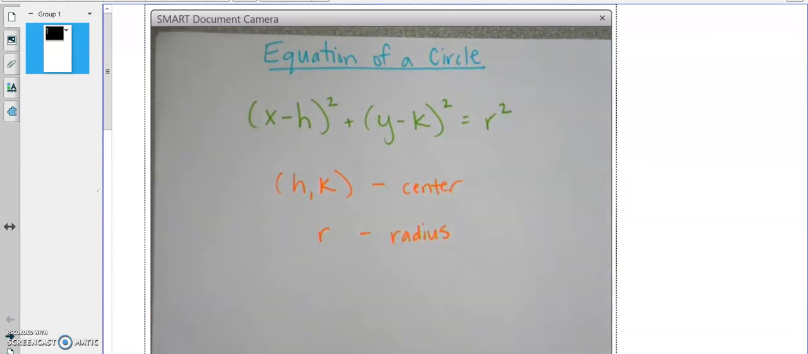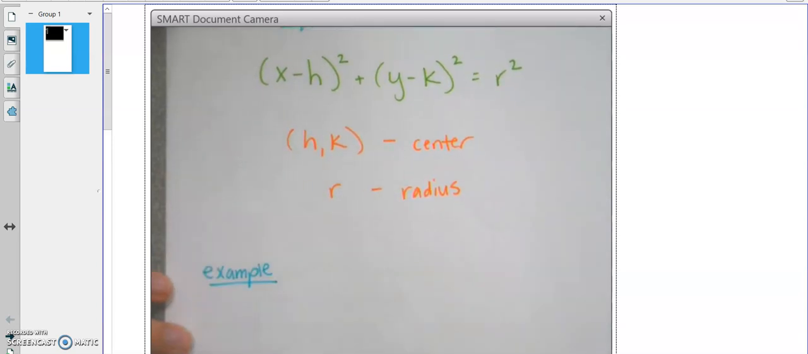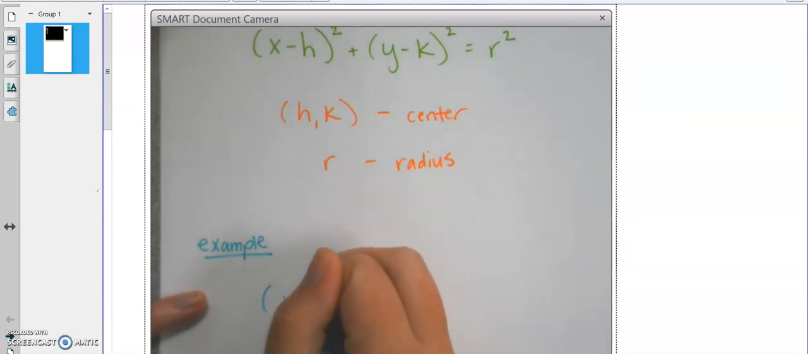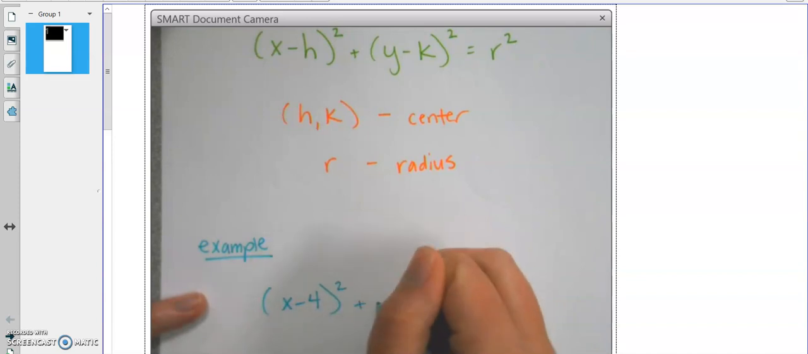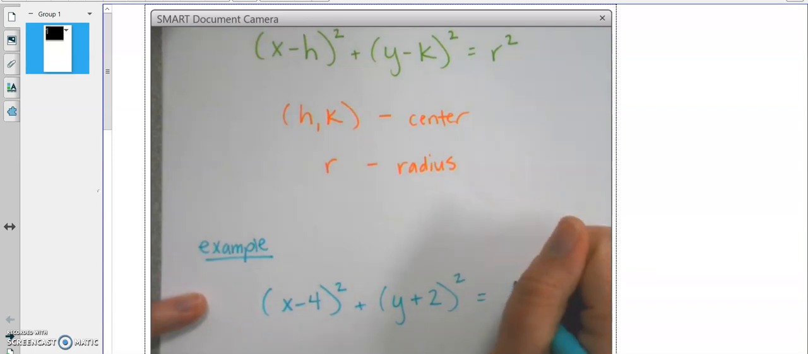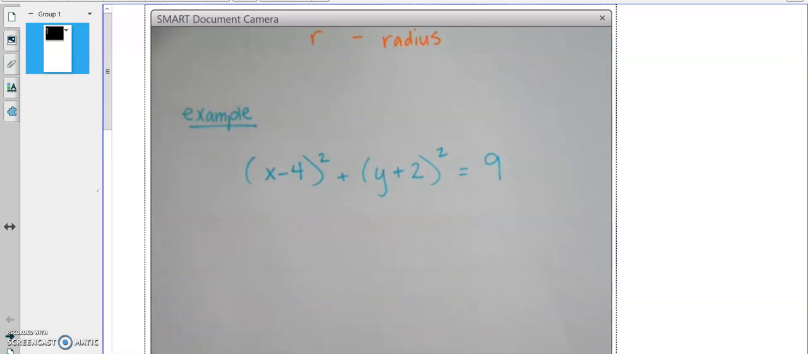So you could graph this in Desmos, a completely acceptable option, but honestly, it will take you longer to graph it in Desmos than it would for you to just look at it. Let me show you what I mean by that. So let's just pretend I had the equation (x minus 4) squared plus (y plus 2) squared equals 9. So we can do this example. Like I said, you can 100% type this in Desmos, and I'm going to show you how to do that in a minute and get the answer, but it will be faster if you just look at it.